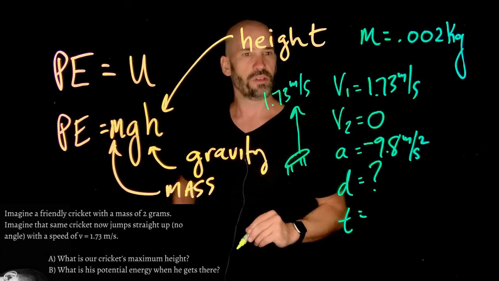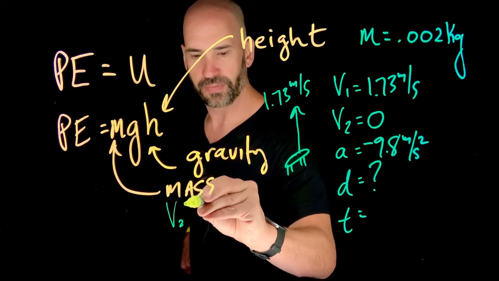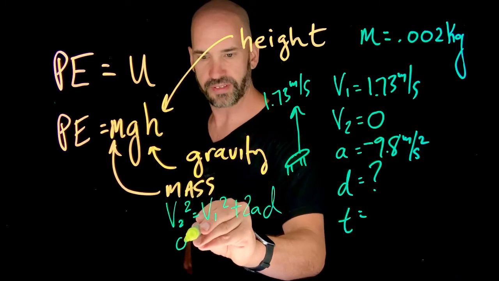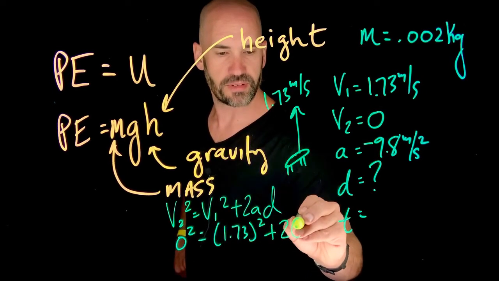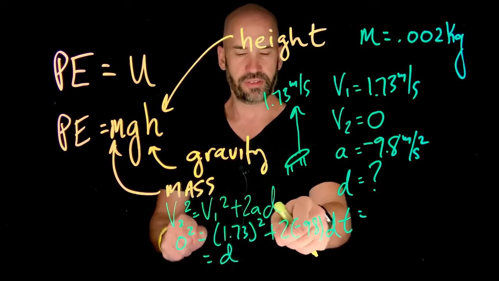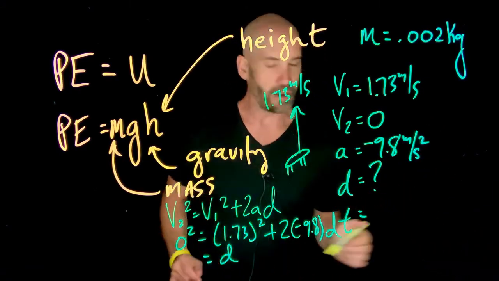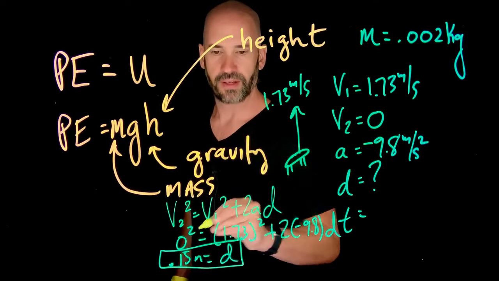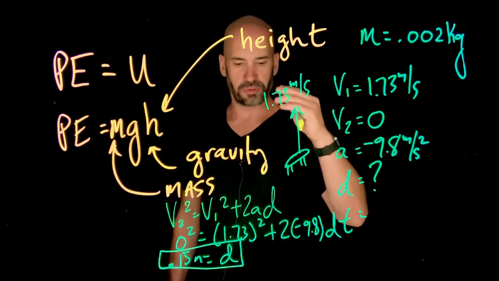So what equation would we use if we want to find D and we have V1, V2, and A? No big surprise here. We simply use V2 squared equals V1 squared plus 2AD. V2 is 0, so this is 0 squared. V1 is 1.73 squared plus 2 times negative 9.8 times D. Now, if I solve for D, this is going to get subtracted to the other side. Negative signs are going to cancel out, okay? And for my D, I get a value of about 15 centimeters, or 0.15 meters, right? So this little guy is able to jump 0.15 meters up into the air, which makes sense. Little crickets. If you've ever seen them jump, that seems like a pretty reasonable jump.